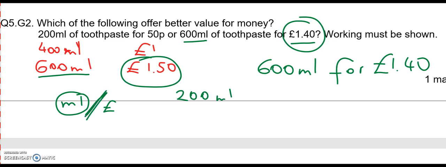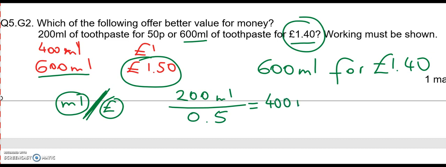And this line means division. So divided by, and what is the cost in pounds for the 200 milliliters using the first offer? That is 0.5, which gives us 400 milliliters per pound. I'll repeat the process for the other offer.